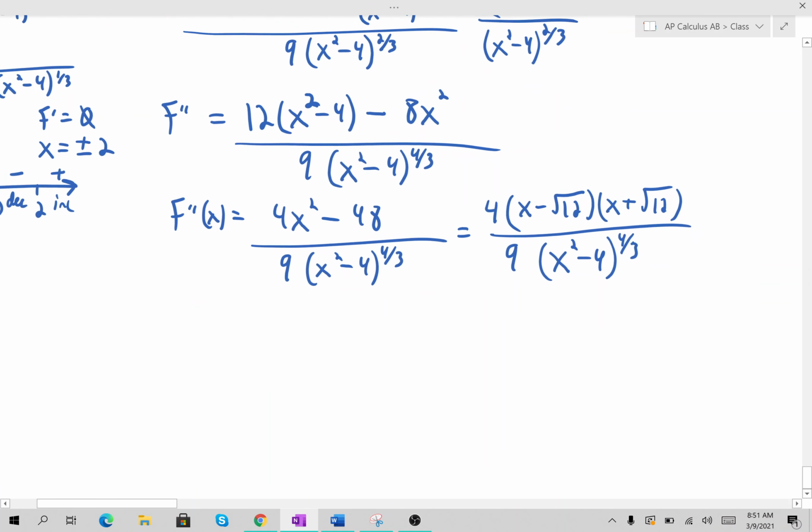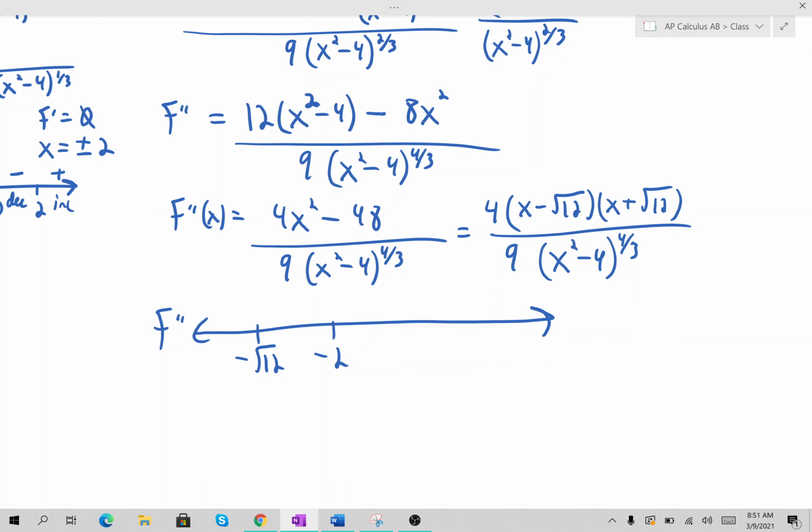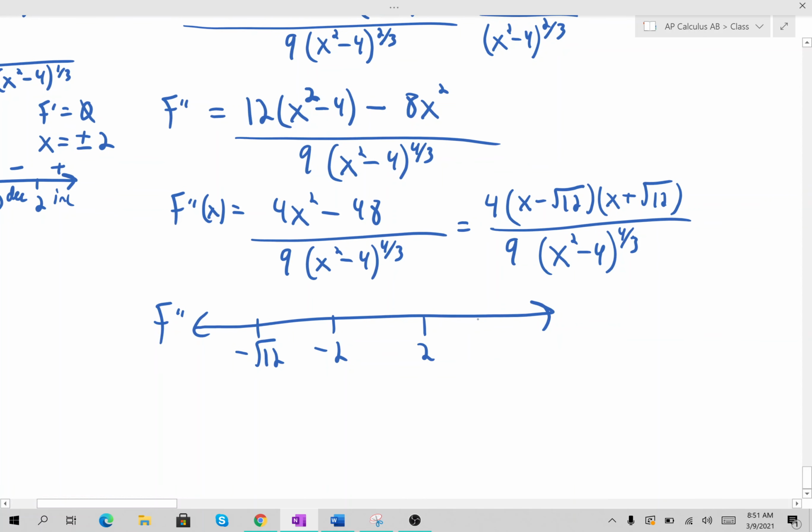There we go. So our second derivative number line, I'm starting to zoom out, which I didn't want to do, is going to have a bunch of numbers on it. So you can look wherever that makes it 0, but it's going to be negative root 12 and then negative 2. We know negative root 12 is less than negative 2. Okay? Root 12 is bigger than 3 because root 9 is 3. Okay? Then we're going to have positive 2 and then positive root 12. We got to check all these intervals.